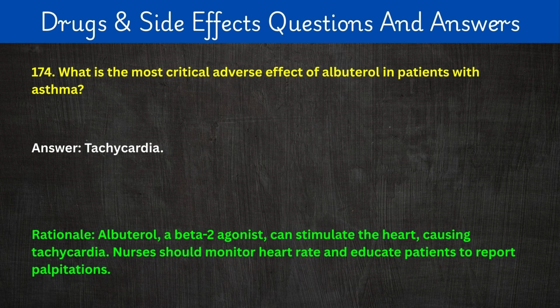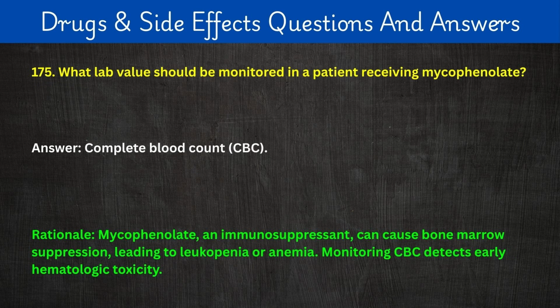174. What is the most critical adverse effect of albuterol in patients with asthma? Answer: tachycardia. Rationale: albuterol, a beta-2 agonist, can stimulate the heart, causing tachycardia. Nurses should monitor heart rate and educate patients to report palpitations.